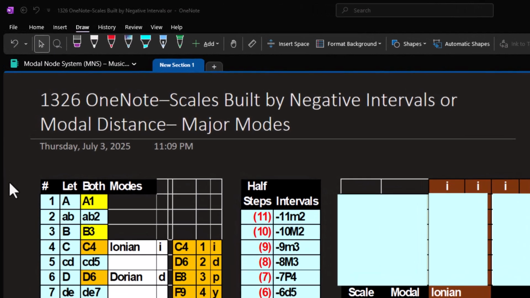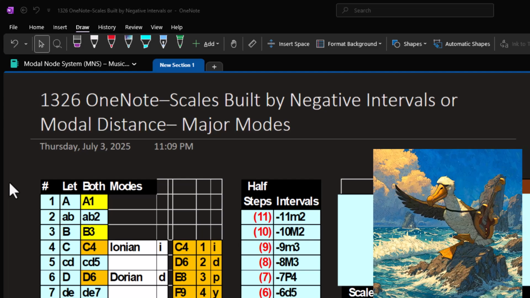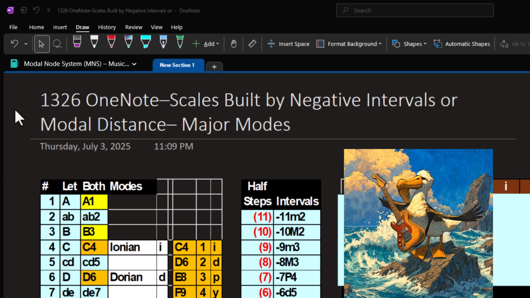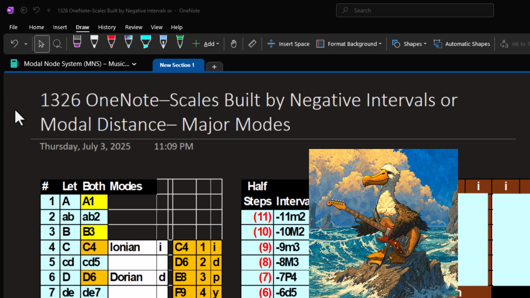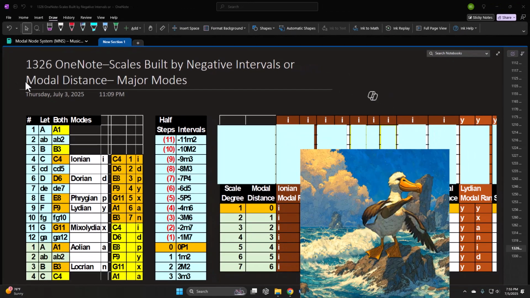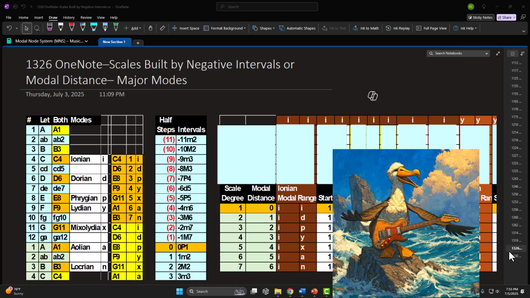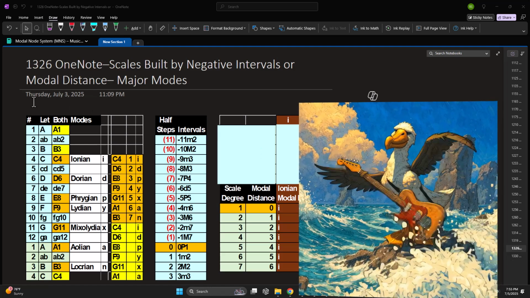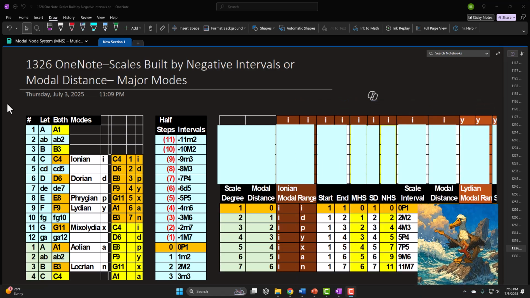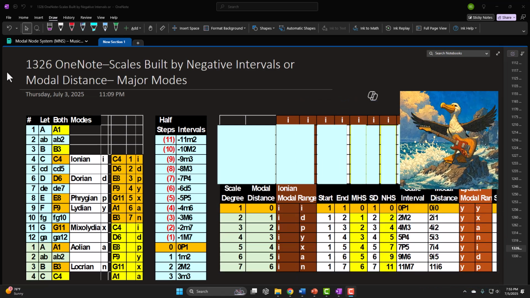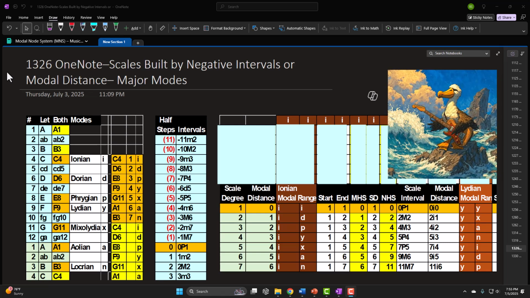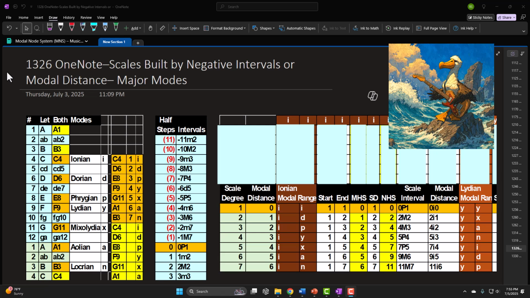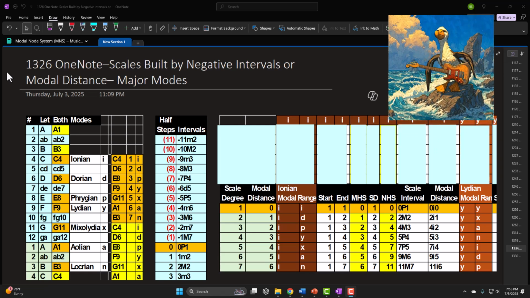You're not required to, but if you have access to it and would like to follow along, we're currently in the OneNote file of Modal Node System, MNS Presentation 1326, OneNote scales built by negative intervals or modal distance, major modes, list of presentations, which we plan on adding plenty more to shortly. Also noting, within this OneNote presentation, we'll spend our time on music theory, but we have another similarly numbered and named presentation, building these tables in Excel, practicing Excel music and table visualization skills at the same time.